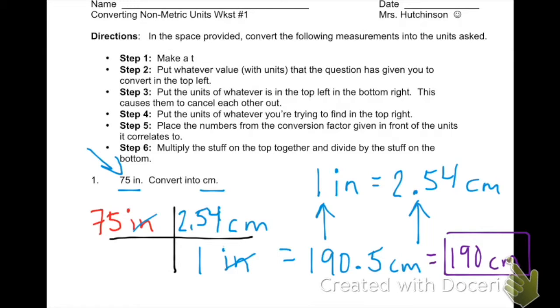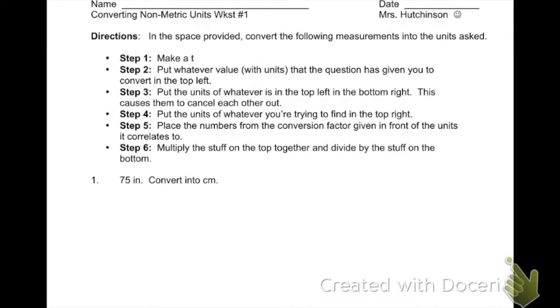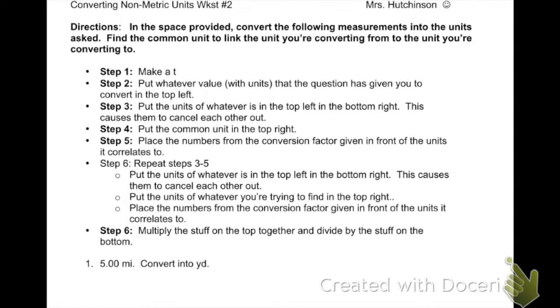Now, along with doing converting non-metric worksheet number 1, you're also going to be doing converting non-metric worksheet number 2. So this one's going to deal with multiple conversions. So you are going to be looking again at that sheet that I gave you that deals with our metric to non-metric conversions. And so here we're going to be converting from miles into yards.